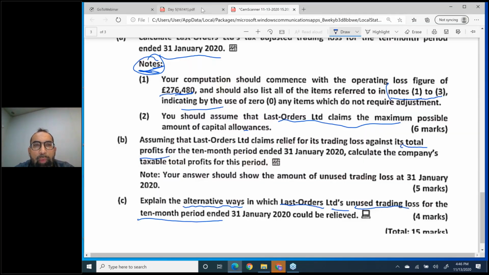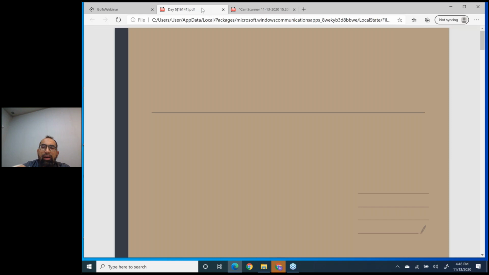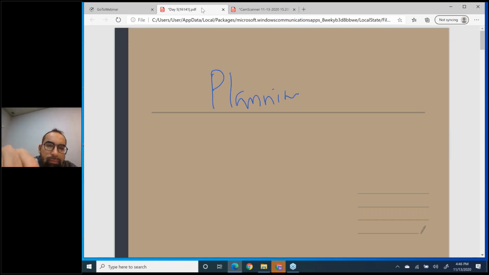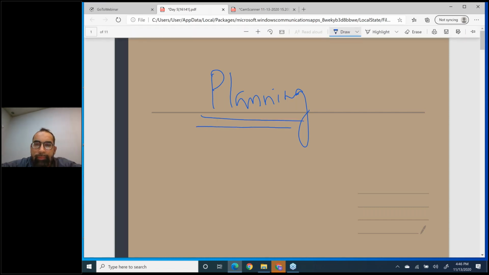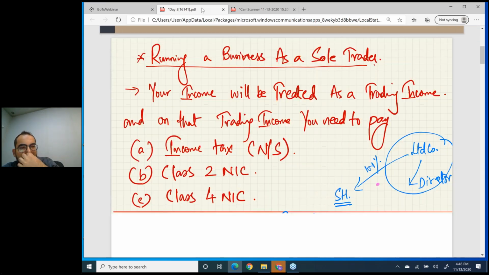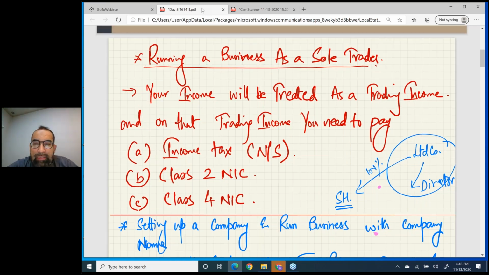Now we are moving to our planning area. First of all, this area is normally considered dangerous for all students, to be very honest, because this area needs brain. This area needs memory, active response.